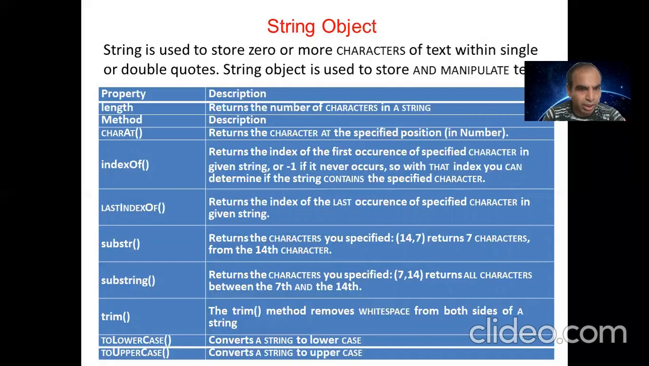When you see an open and closing bracket, that is called a method. So charAt is a string method. It returns the character at the specified position number. For a particular number, say 5, it gives the character at that position. IndexOf returns the index of the first occurrence of a specified character in the given string. So it returns the first occurrence, that is, the index of the first occurrence of the character in the given string.